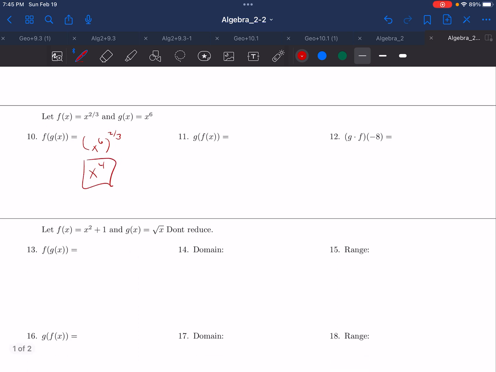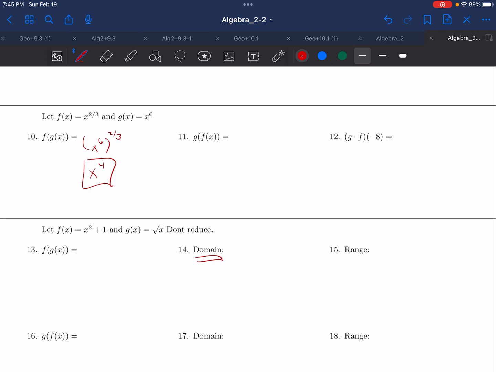All right, what about domain and range? Hopefully you remember domain and range. Domain is all the values that x can be. The things that you have to remember about what x can be is basically like you can't take the square root of a negative number, right? You can't divide by 0. Those are the main things.